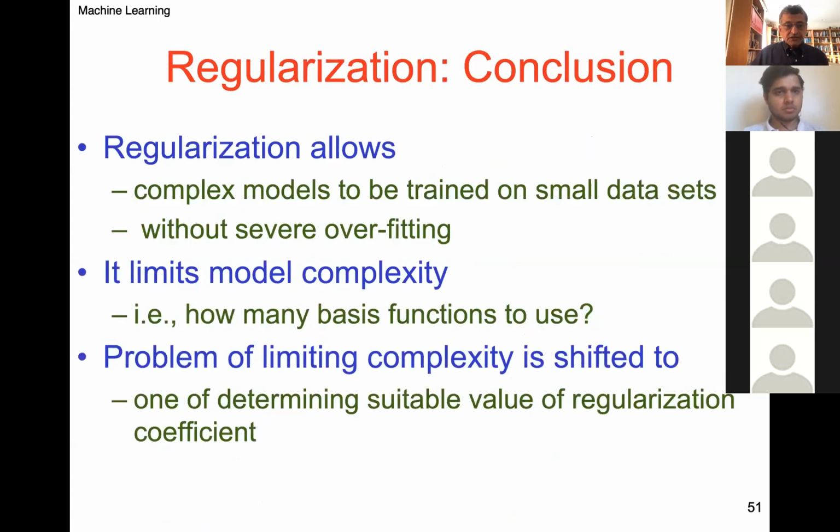So the conclusion of this part on regularization is that it allows complex models to be trained on small data sets without severe overfitting. It limits model complexity, how many basis functions to use, and the problem of limiting complexity is shifted to one of determining a suitable value of the regularizing coefficient.